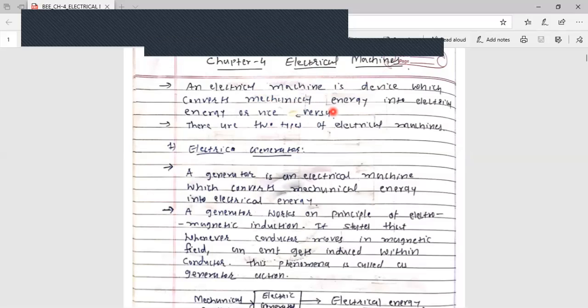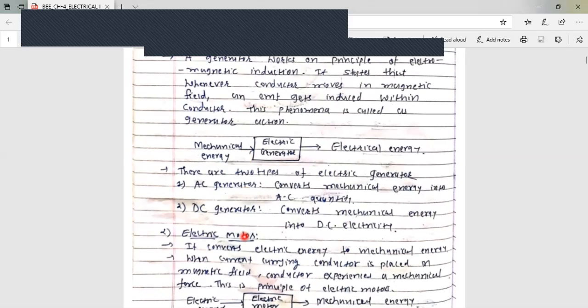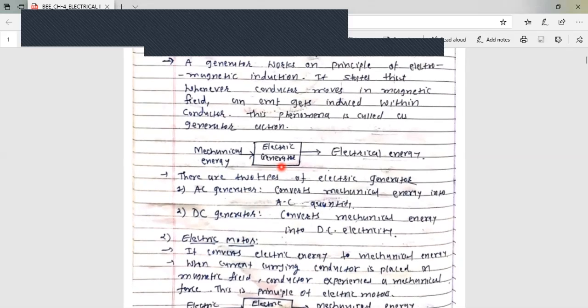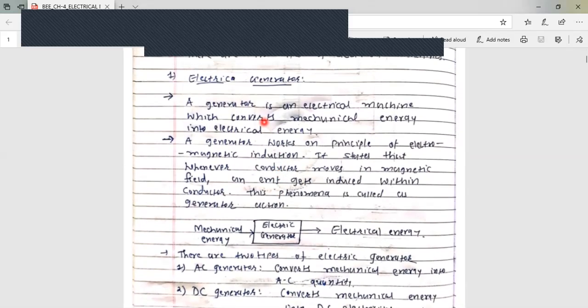Electrical machines are devices which convert mechanical energy into electrical energy or vice versa. Basically there are two types of electrical machines. First is the electric generator and second is the electric motor. So electrical machines are divided into two parts, generator and motor. Keep in mind that a generator is an electric machine which converts mechanical energy into electrical energy.